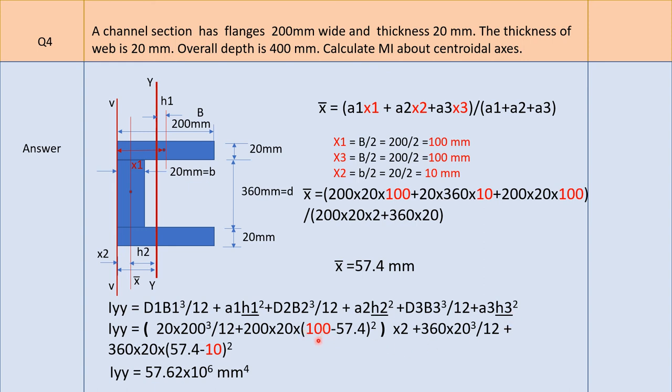And you can write anything. Even if you write here 57 minus 100, this negative figure, when you make it square, it becomes positive. But it is always better that you take the bigger value first and then the smaller value while calculating H1, H2.